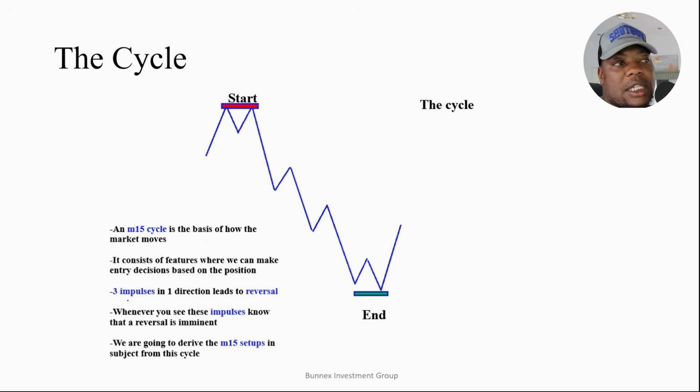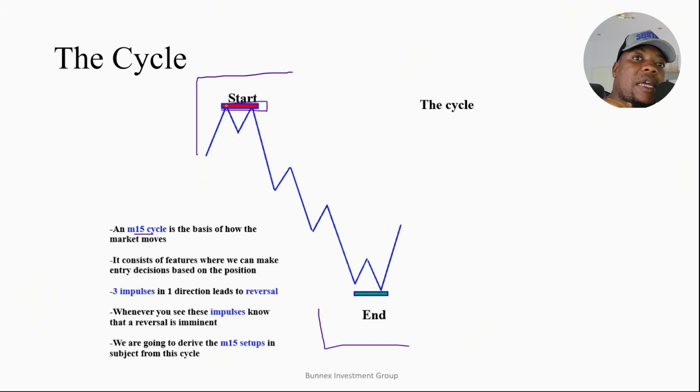All right, so the first thing that we are going to talk about is the cycle, as I've highlighted on the outline. By cycle, we mean this particular structure. An M15 cycle is the basis of how the market moves. Each and every time we'll be trying to put something like this in terms of structure. We have a starting point, which is basically either at utmost high or utmost low. That is basically a point where there is no price action above, or at the 200 EMA, as I will show you shortly. But basically, we have impulses like 1, 2, and then 3.